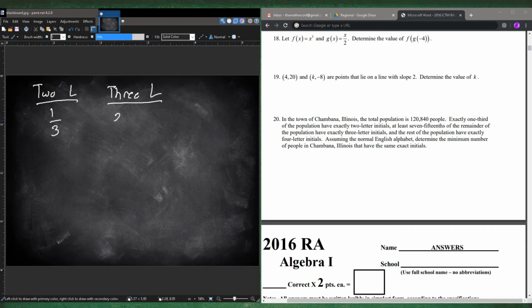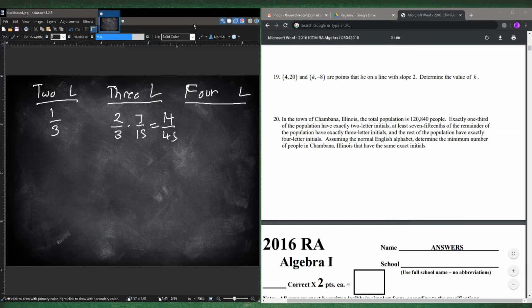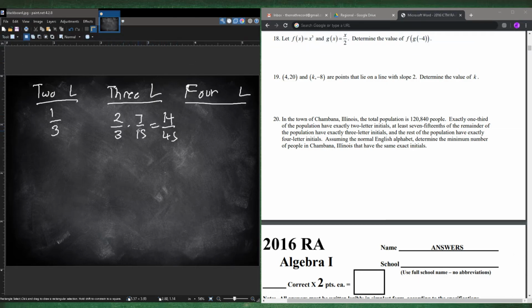So what's remaining is 2/3. So at least 7/15 of the remaining 2/3. So 7/15 of that is equal to 14 over 45. Okay. And then the rest of the population has exactly four letter initials. So four letters is the rest. So we need to put them in the same population. So this one's at least 14 over 45.